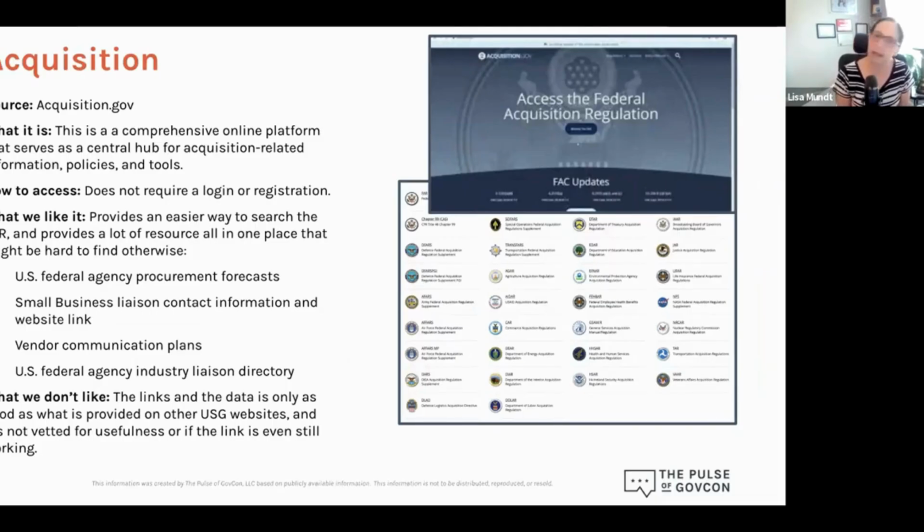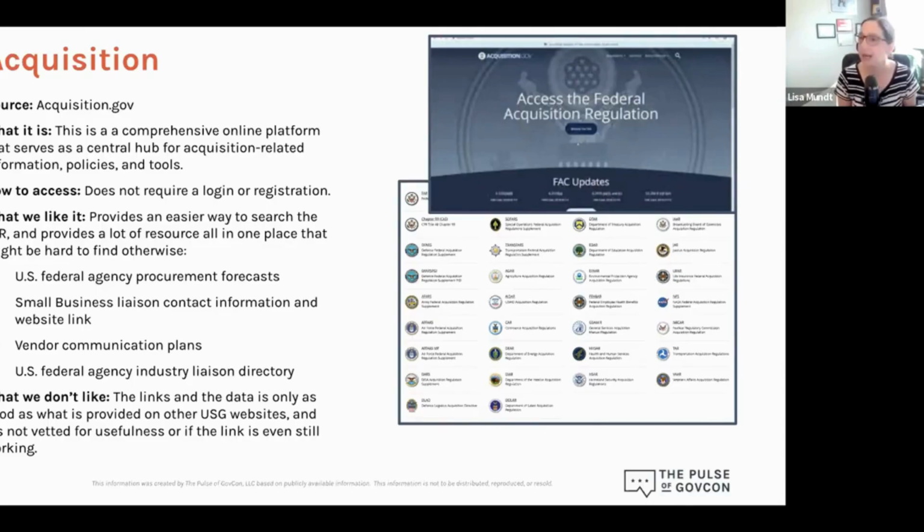Now, the things that we like about acquisition.gov is it actually provides an easier way to search the FAR and provides a lot of resources in one place that can be hard to find, like different agency procurement forecasts you can find through acquisition.gov. The small business liaison contact information and website link is in here too. Vendor communication plans and the U.S. Federal Agency Industry Liaison Directory. So this is a great place for points of contact if you're looking for folks that you need to connect with.